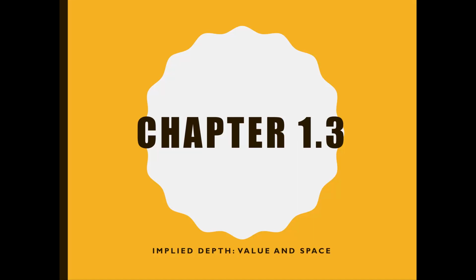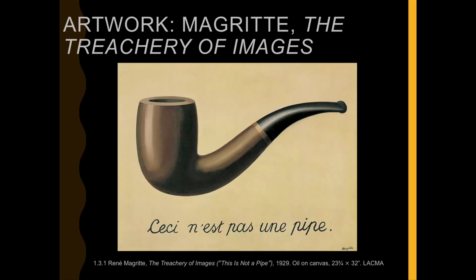and space are both elements of art. Right, in this first image, the artist says this is not a pipe at the very bottom. And the reason why I wrote that on the painting is he would ask, what is this? And they'd say, oh, it's a pipe. And he's like, no, this is not a pipe. This is actually a painting of a pipe.